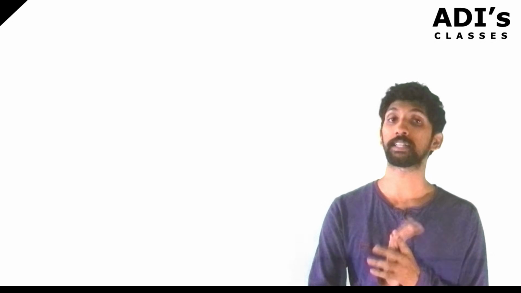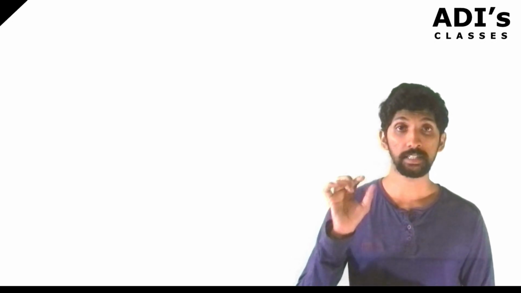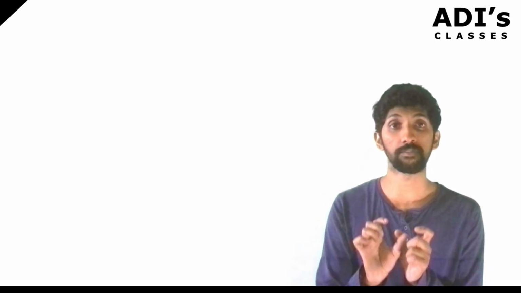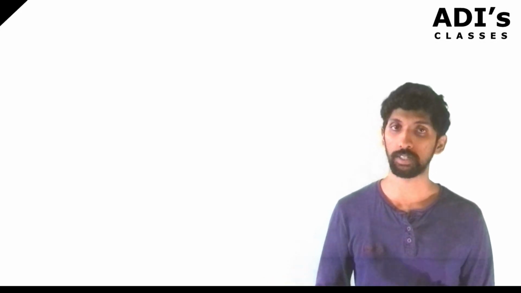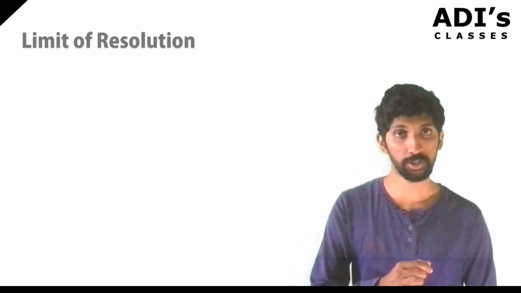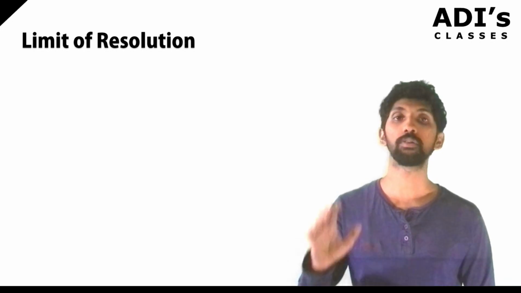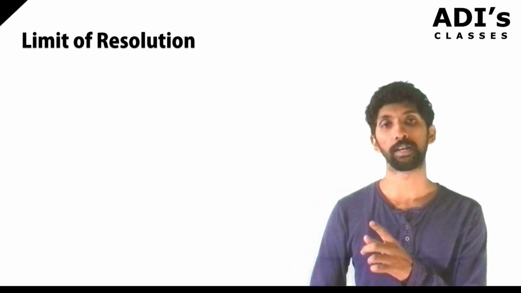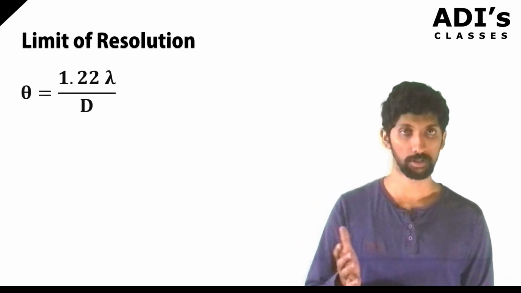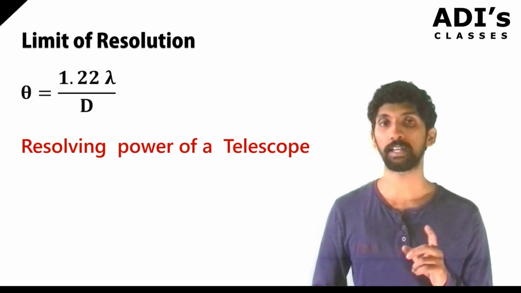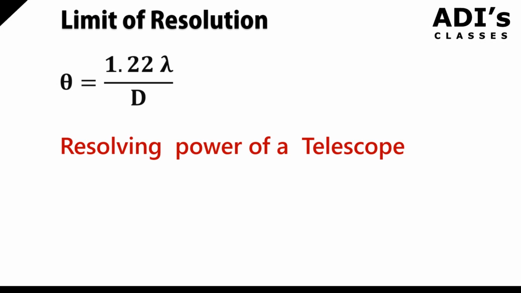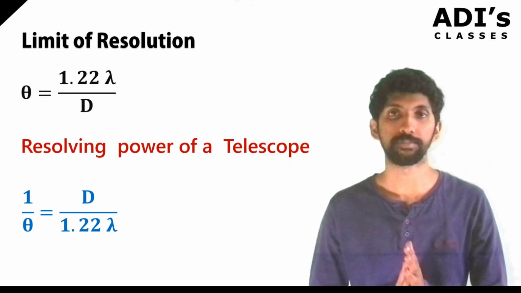Similarly, we did it for a telescope. If two binary stars are very close, how can we figure out that there are two stars rather than one? The limit of resolution is theta equal to 1.22 lambda divided by d, or the resolving power is 1 over theta equal to d divided by 1.22 lambda. So the bigger the aperture of the telescope, the more the resolving power. This is what we learned in diffraction.